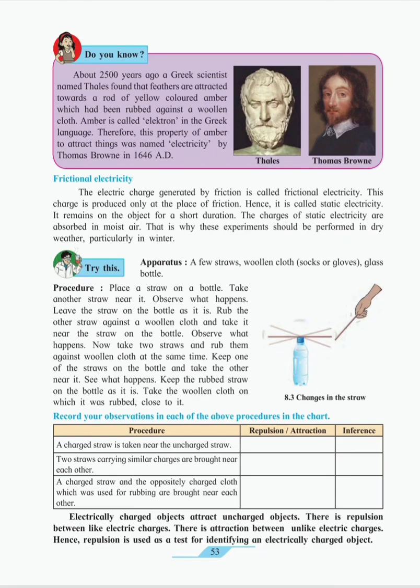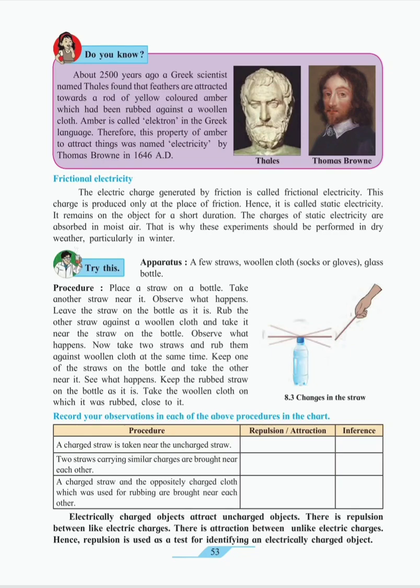After doing all three conditions of the experiment, we will observe that when one straw is rubbed by a woolen cloth and another straw is not rubbed by the woolen cloth, they will attract each other. Pay attention. They will attract each other. When both the straws are rubbed by a woolen cloth, they will repel each other. They will repel each other.